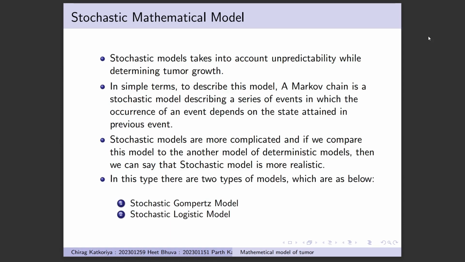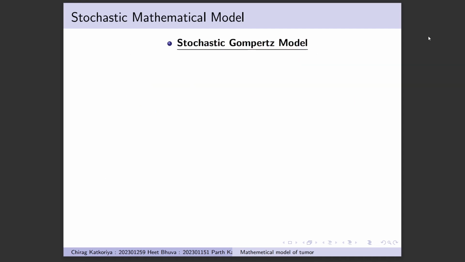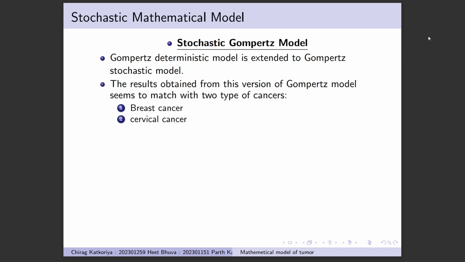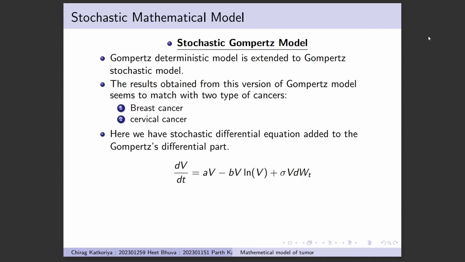So in this section, we will talk about two types of models which we already discussed in the deterministic models, the Gompertz model and the logistic model, and they will be extended to their stochastic counterparts. So in the stochastic Gompertz model, the Gompertz model was not able to take into account the unpredictability and the uncontrolled factors, and so it was extended to its stochastic counterpart. And the data of this model with the clinical data seems to match for breast cancer and cervical cancer.